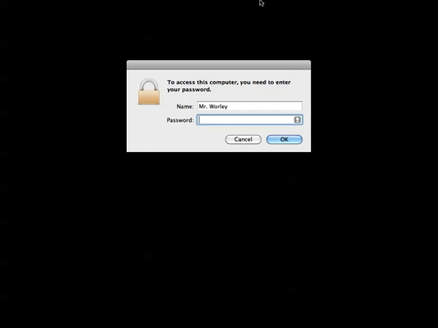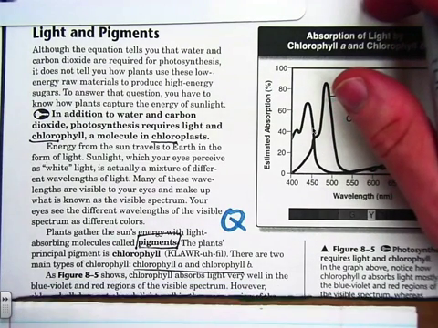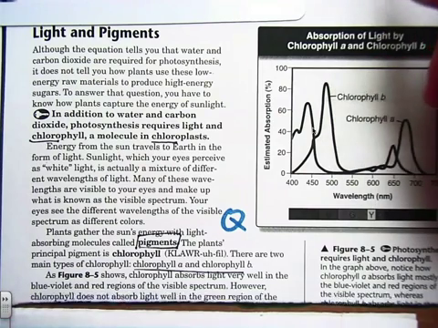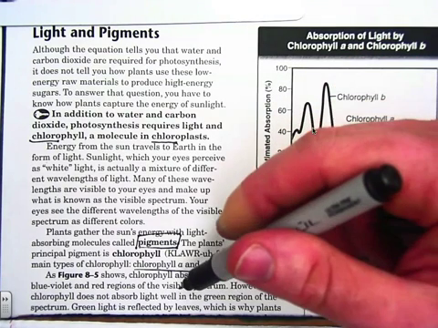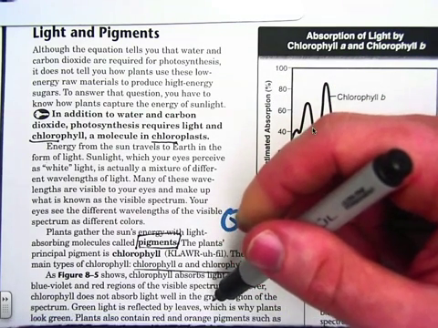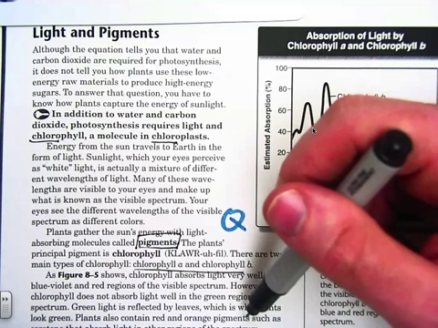There are two main types of chlorophyll, chlorophyll A and chlorophyll B. Figure 8.5 shows chlorophyll. Chlorophyll absorbs light very well in the blue, violet, and red regions of the visible spectrum. However, chlorophyll does not absorb light well in the green region of the spectrum. Green light is reflected by leaves, which is why plants look green. Plants also contain red and orange pigments, such as carotene, that absorb light in other regions of the spectrum.